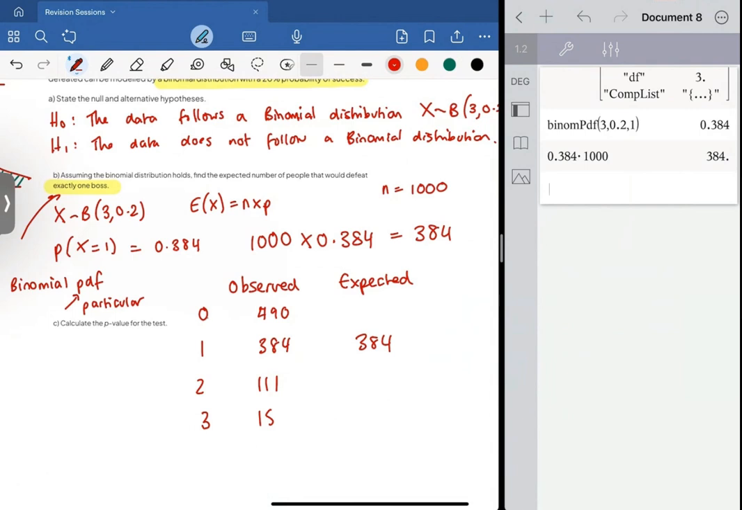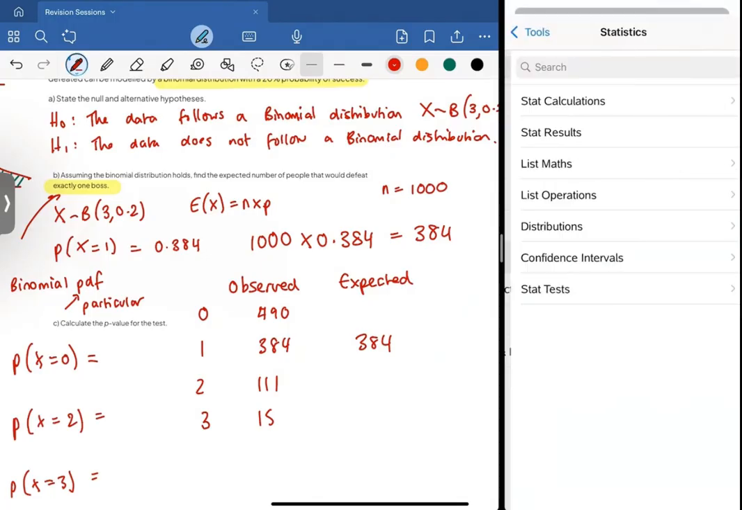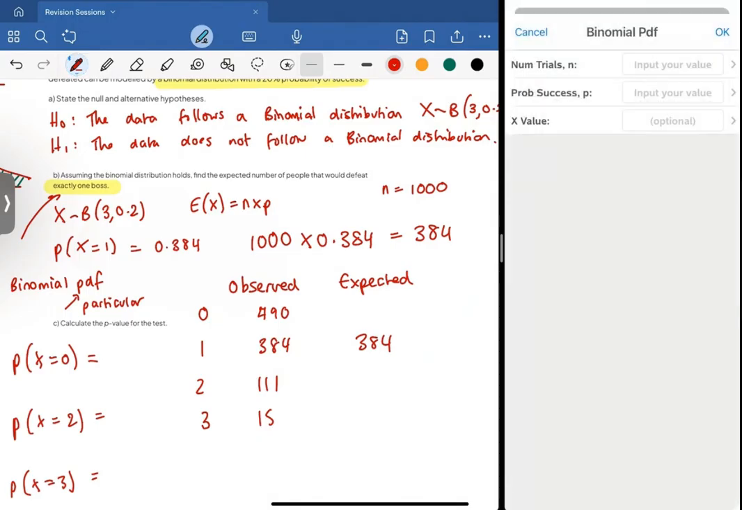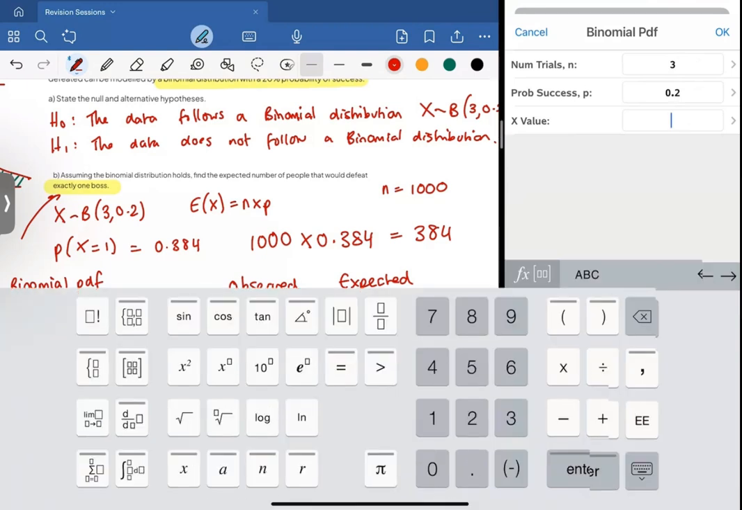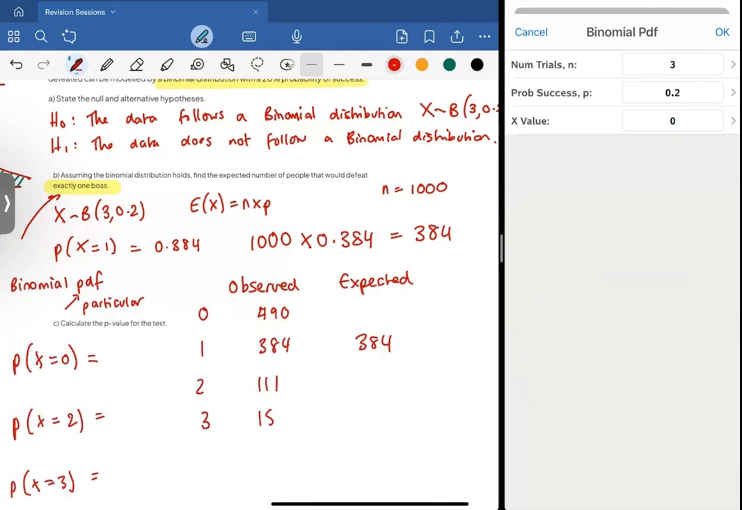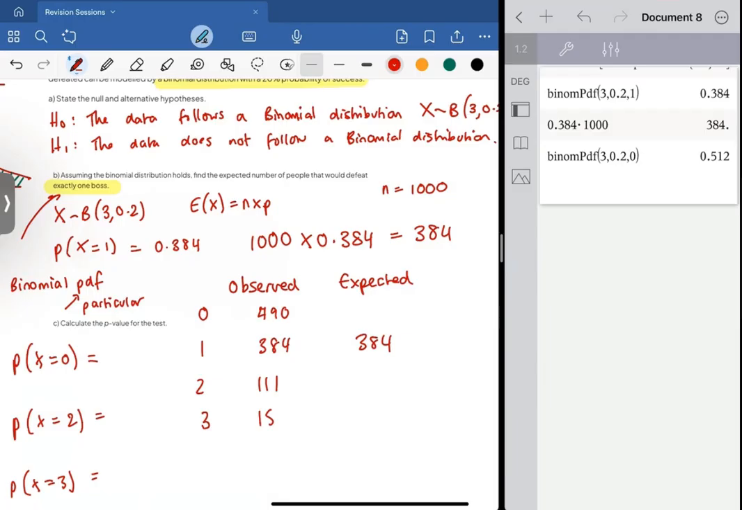We're going to work out the probability of 0 bosses, 2 bosses, and 3 bosses, and then we're going to multiply it by 1,000 for each one. So probability that x is 0, probability that x is 2, and the probability that x is 3. Let's find out those quickly. Statistics, distributions, binomial PDF, 3 bosses, 0.2 chance of success. So what's the chance that you defeat no bosses? That's going to be 0.512.